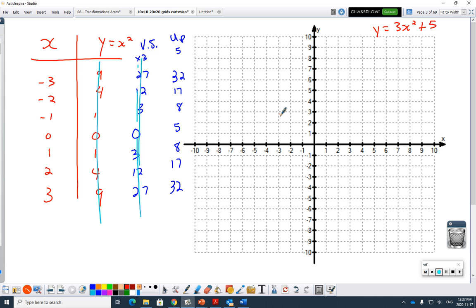You know, I'm way up here. Then negative 2, 17, still too big. Negative 1 comma 8, there it is right there. Then 0, 5. Then 1, 8. And then 2, 17, it's gone off the page.